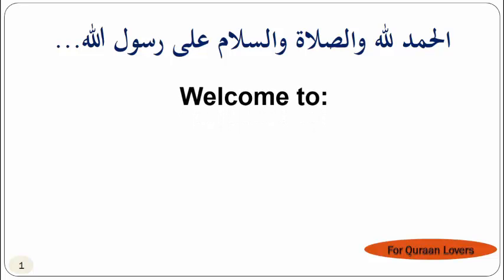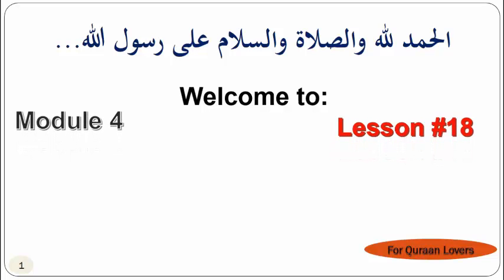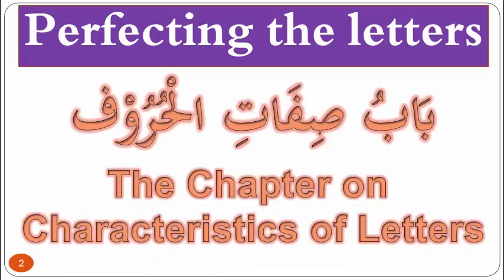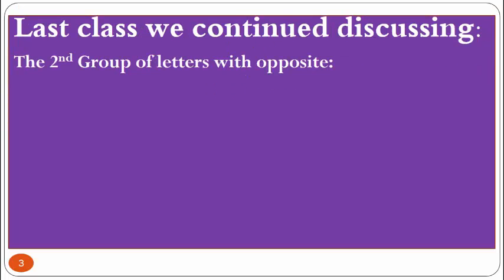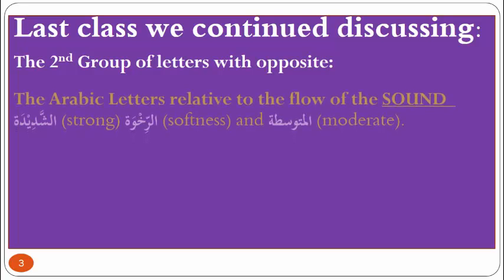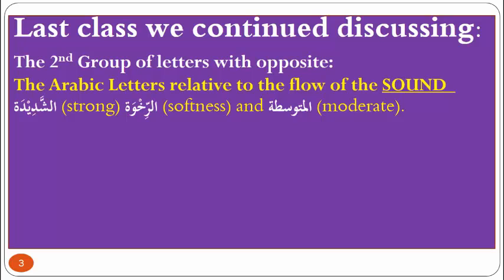Brothers and sisters, welcome to lesson 18 of module 4 of Learn Tajweed for Allah. So we continue dealing with perfecting the letters, Babu Sifatil Huruf, the chapters on characteristics of letters. In the last class, we continued discussing the second group of letters with opposites, the Arabic letters relative to the flow of the sound, الشديدة والرخوة والمتوسطة.